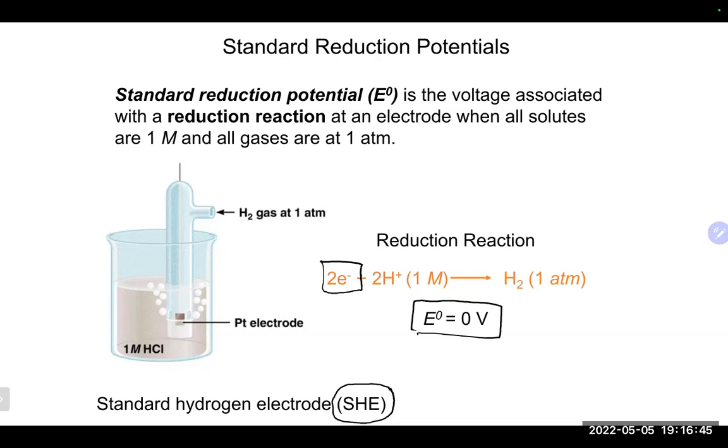So basically what they did is take this hydrogen electrode and hook it up with a voltage meter with different metals, and they were able to do a calculation to figure out the standard reduction potential of a whole list of substances.